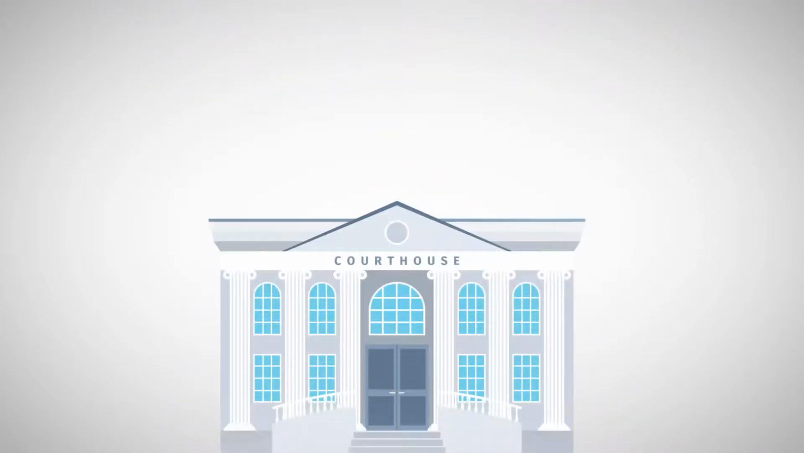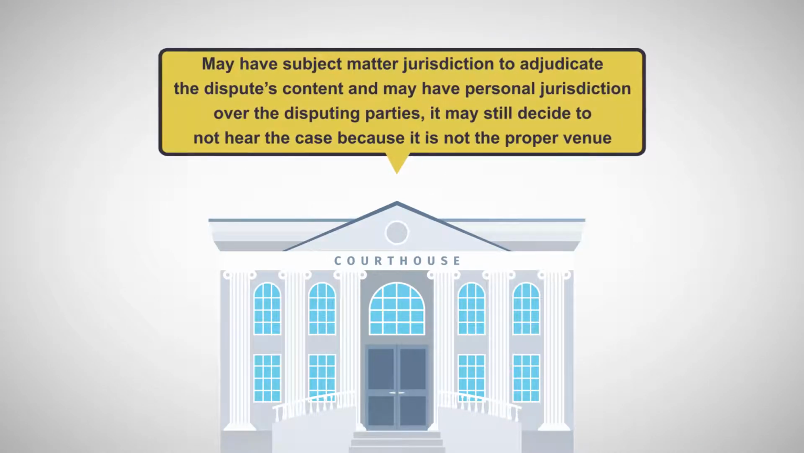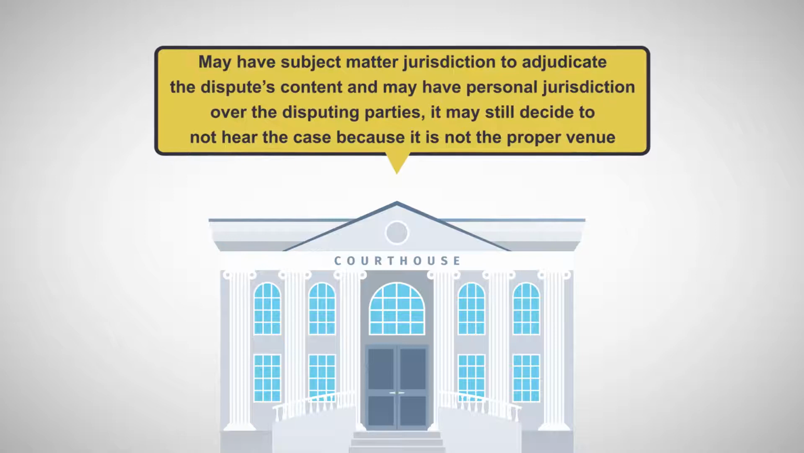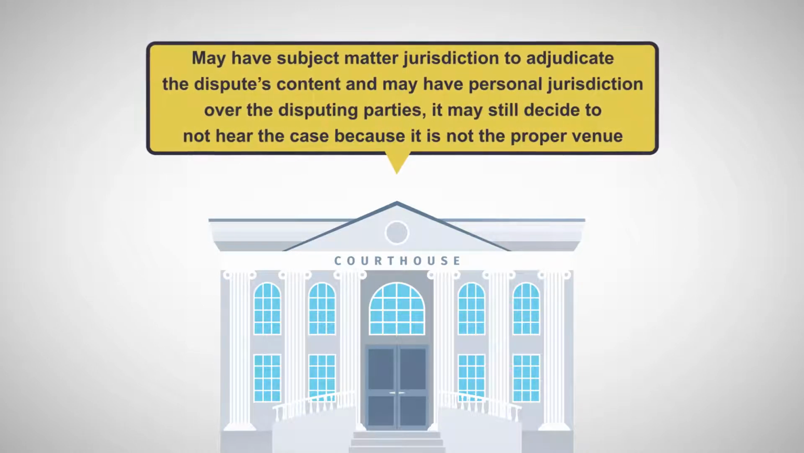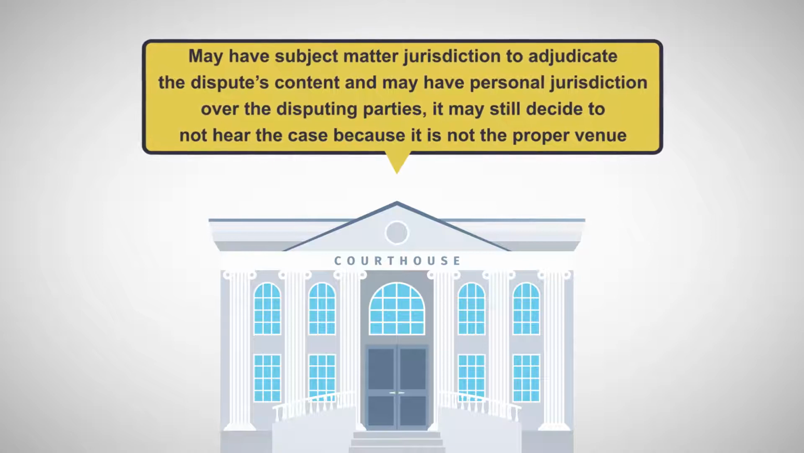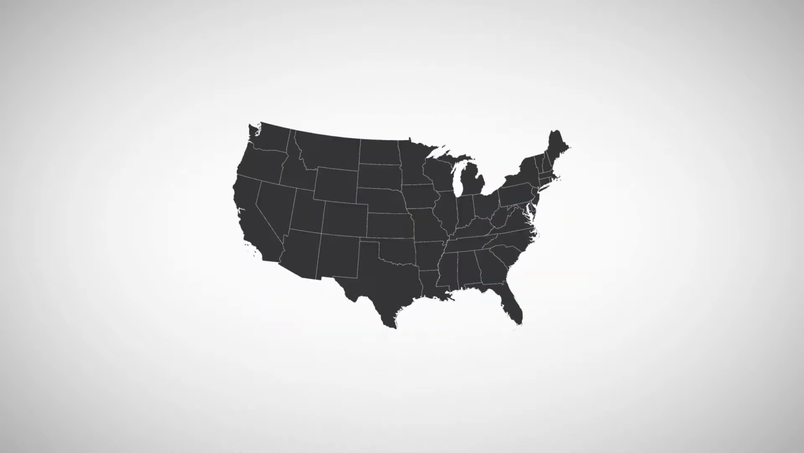Although a court in a given federal district may have subject matter jurisdiction to adjudicate the dispute's content and may have personal jurisdiction over the disputing parties, it may still decide to not hear the case because it is not the proper venue. Determining proper venue is an exercise in geography.